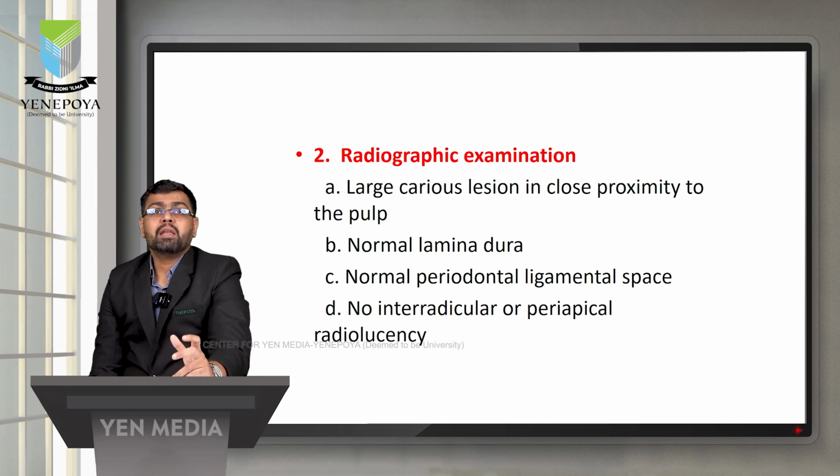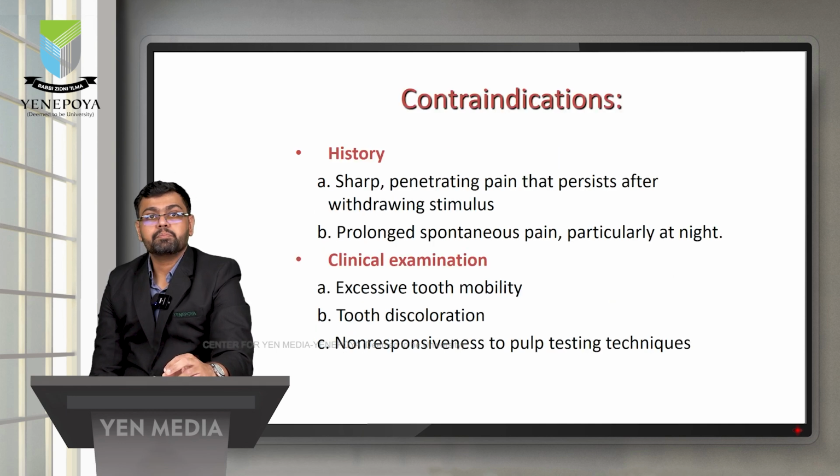The lamina dura will be normal and intact. Periodontal ligament space will be normal. There will be no signs of any periapical radiolucency on the radiograph.